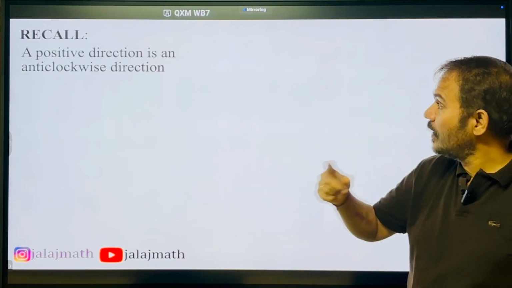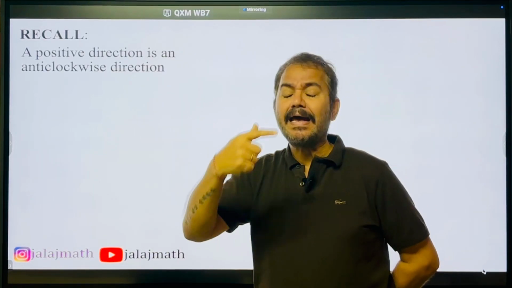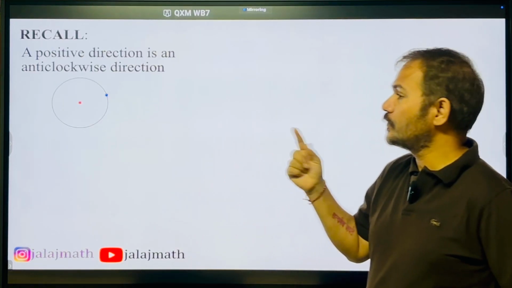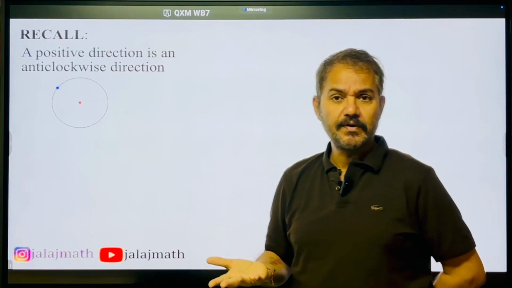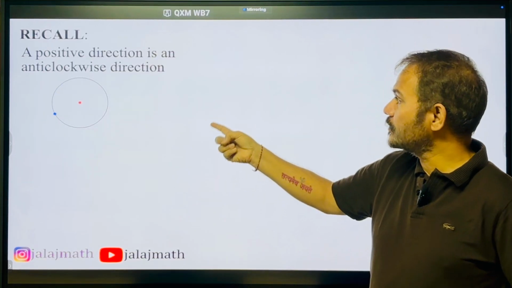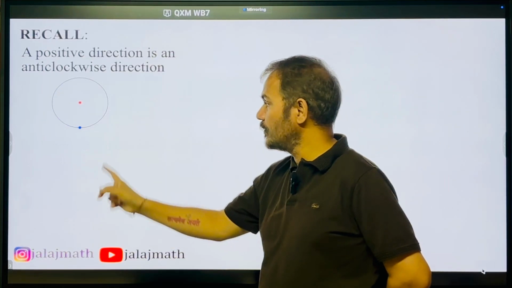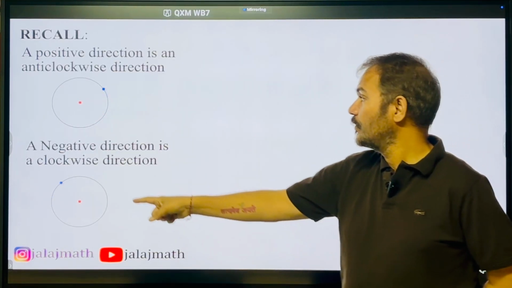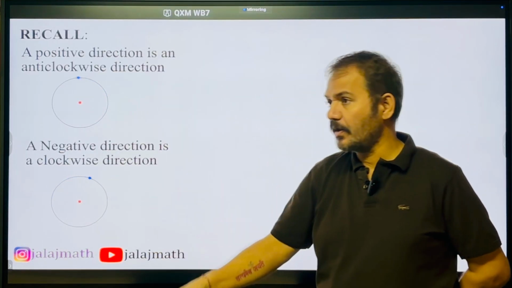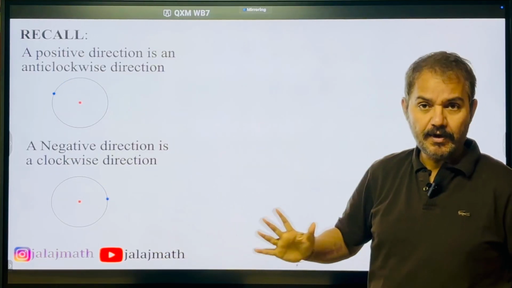Number one, a positive direction is an anti-clockwise direction. So even in sciences, in physics and in other natural sciences, a positive direction means anti-clockwise direction, and a negative direction is always a clockwise direction. So when we talk about negative, we are talking about clockwise, positive means anti-clockwise.